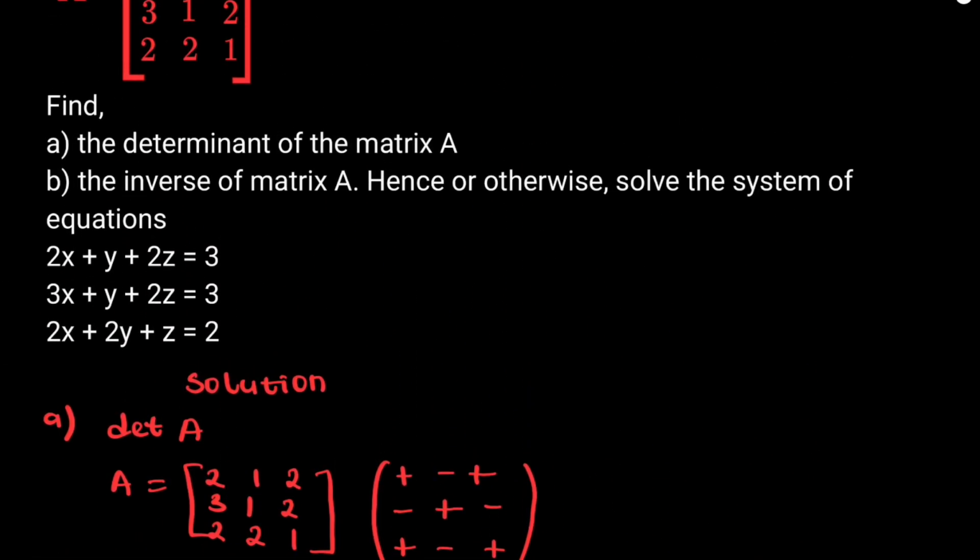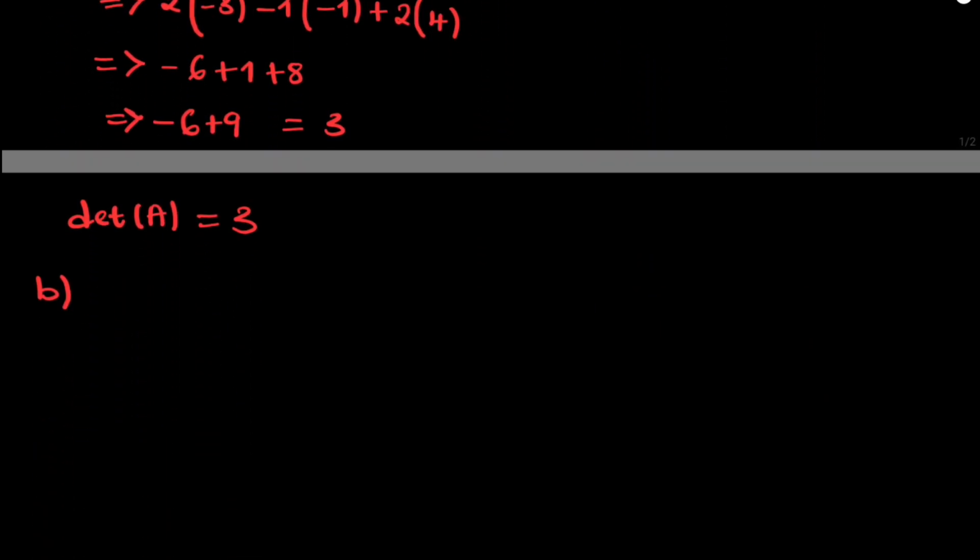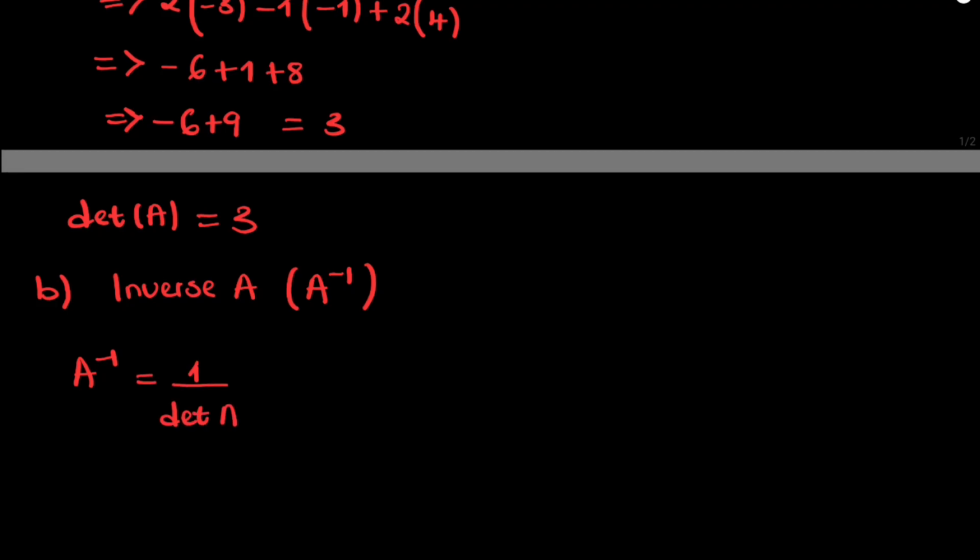The B part says we should find the inverse of A, hence or otherwise solve the system of equations. So first we need to find the inverse of A. The first thing we do is write our formula: A inverse is 1 over the determinant of A times the adjoint of A.